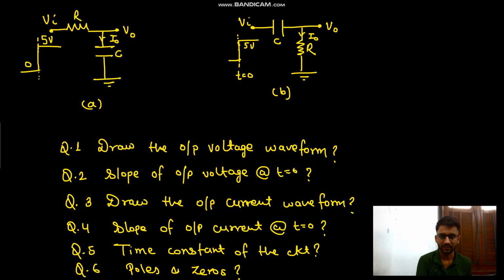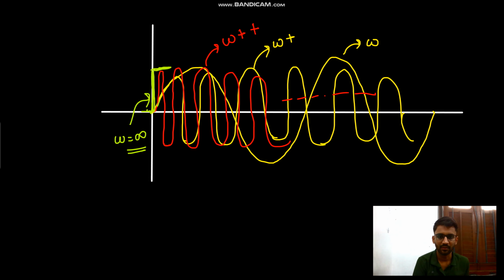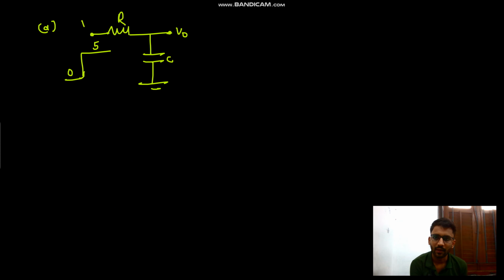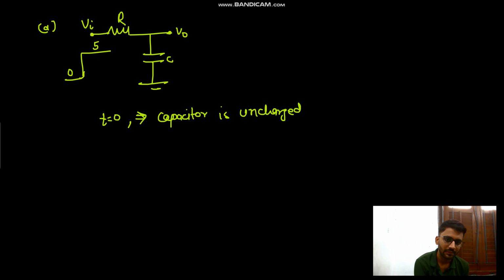Okay. So now first see the circuit A. 0 and 5. Okay, I know most of you already know about it, but let's see it first. So at t equals to 0, capacitor is uncharged, so your V naught is 0, right?